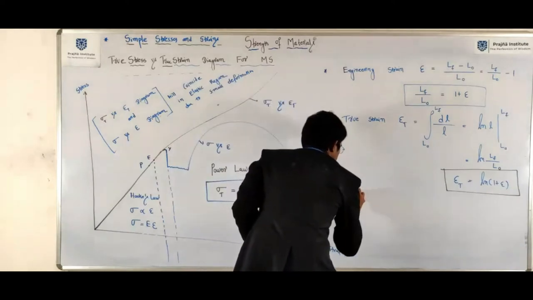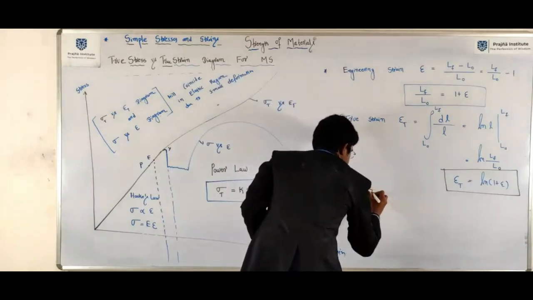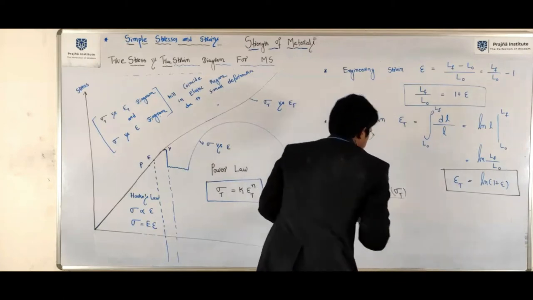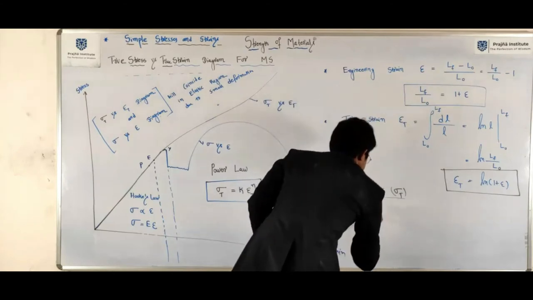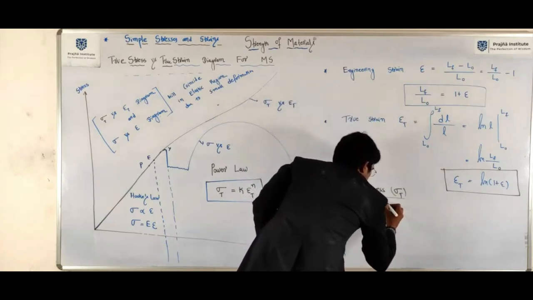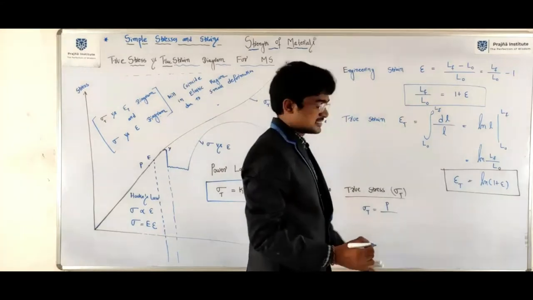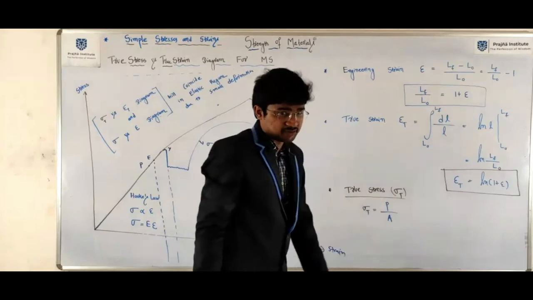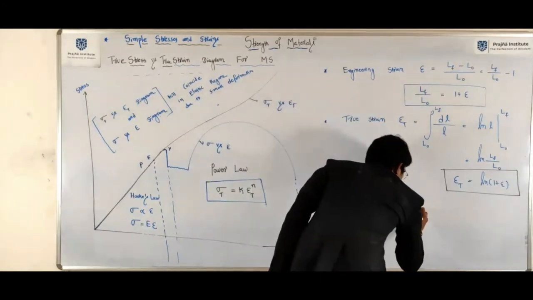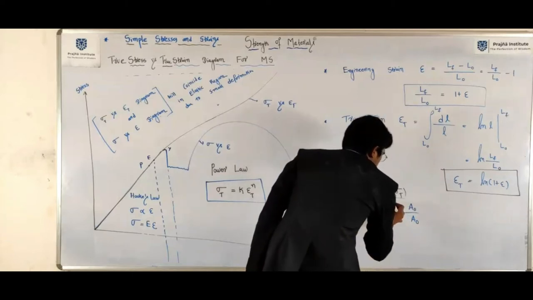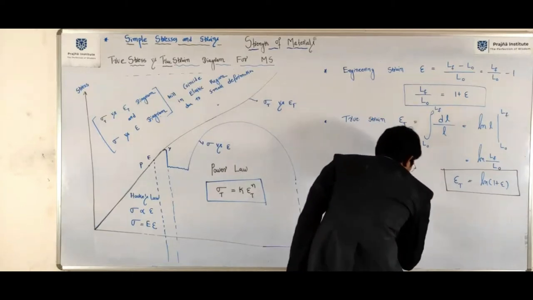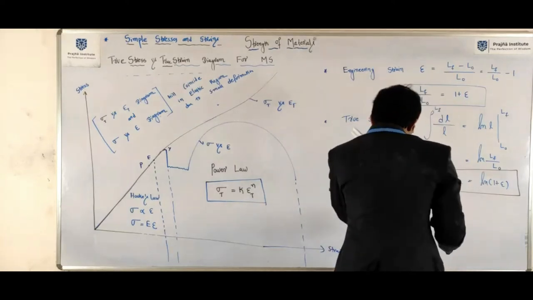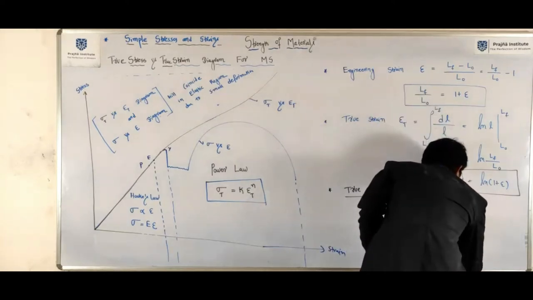Now, true stress sigma T. Here sigma T is the internal resistance, which is nothing but tensile load by instantaneous area of cross section. Now we need to multiply and divide by A naught. So from here it will be sigma into A naught by A.